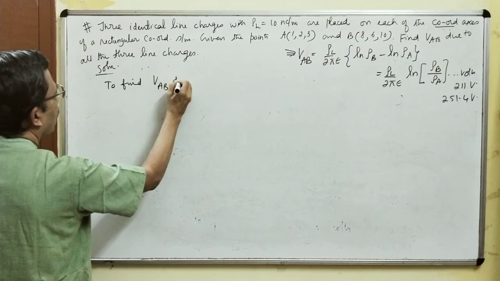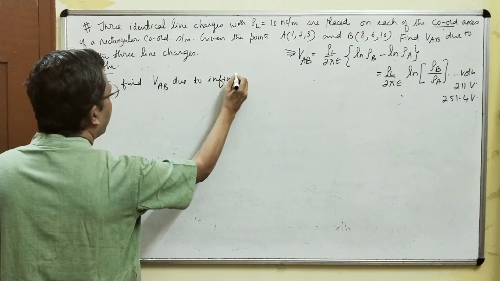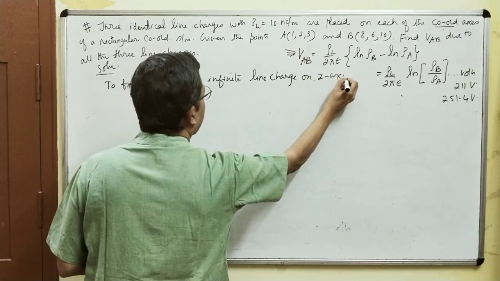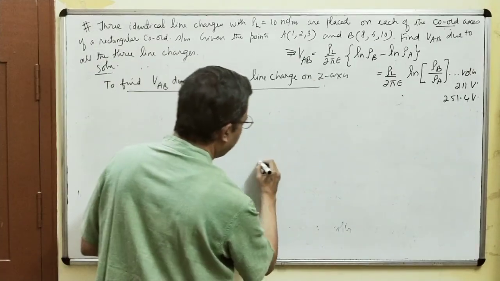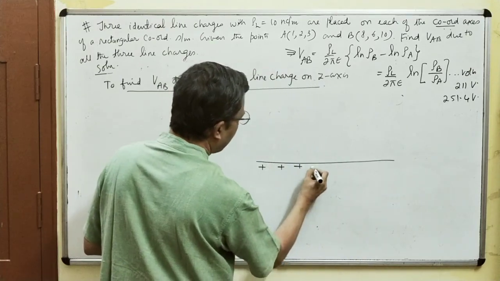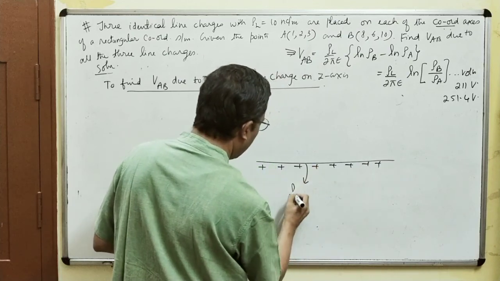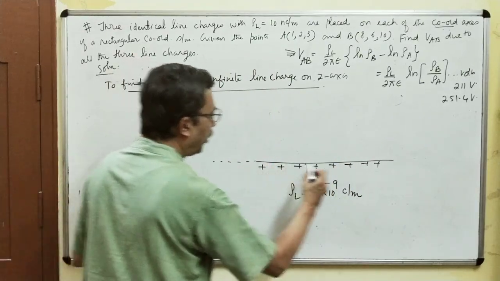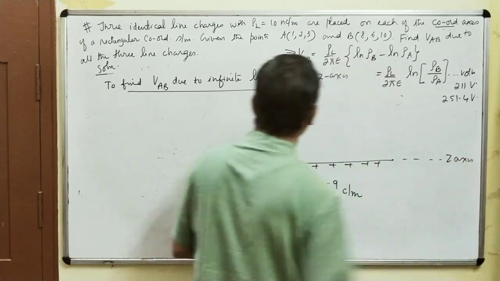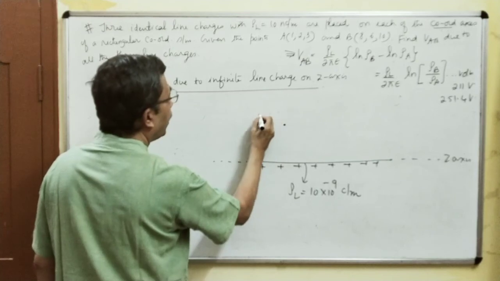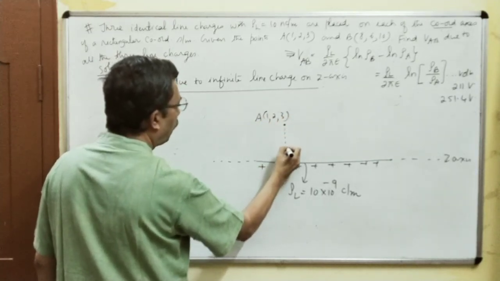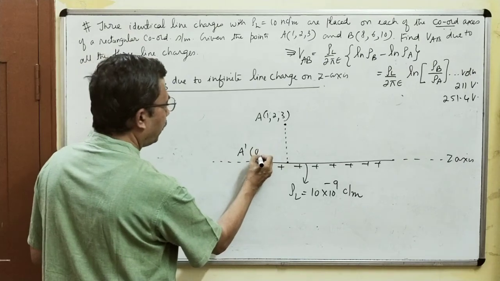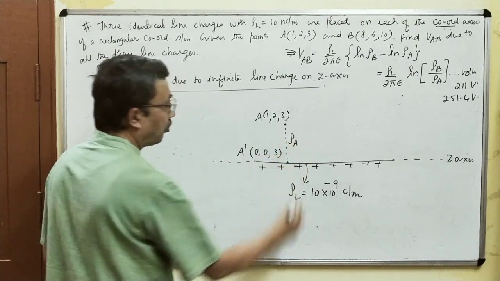To find VAB due to the infinite line charge on the Z axis. This is the infinite line charge with density rho L equal to 10 into 10 to the power minus 9 coulombs per meter. It is aligned on the Z axis. This is point A. Point A is 1, 2, 3. This is the foot of point A, which is A dash. What is A dash? On the Z axis, X and Y components are 0. Therefore, it is 0, 0, 3. This normal distance is rho A.